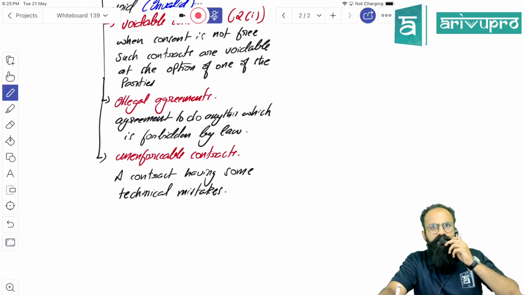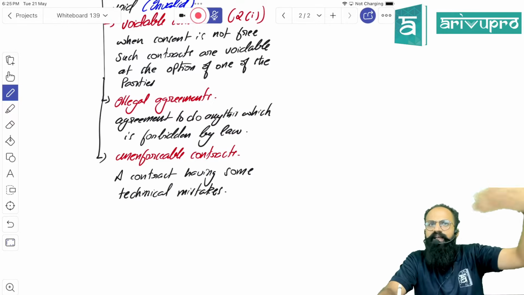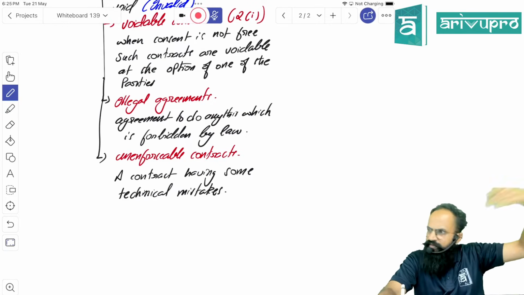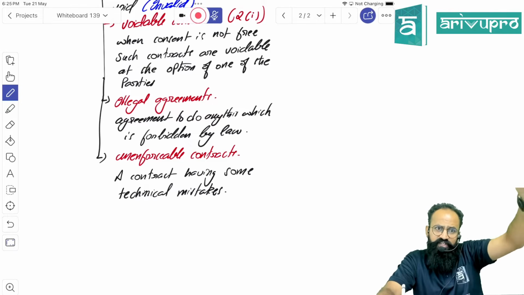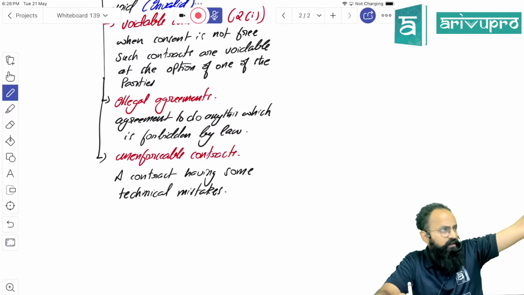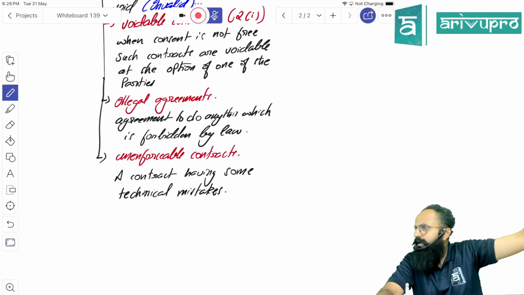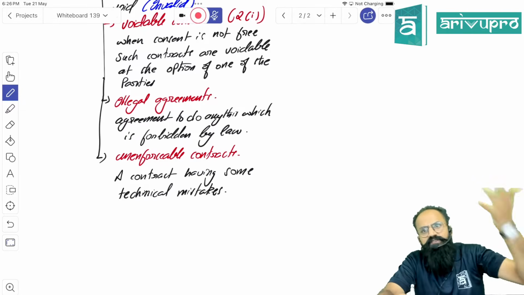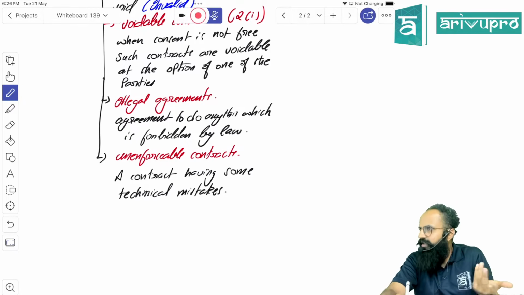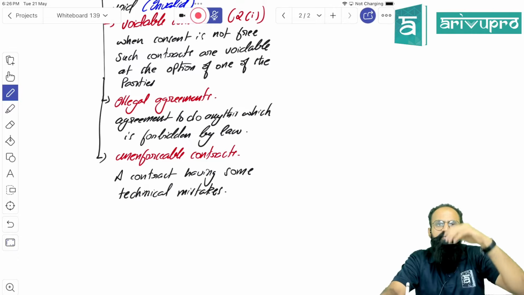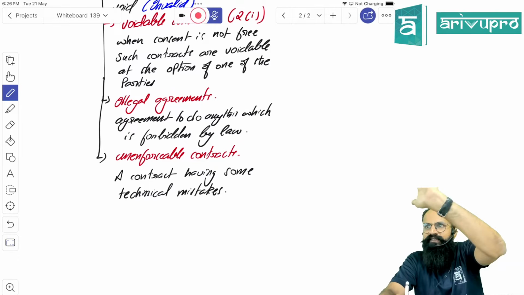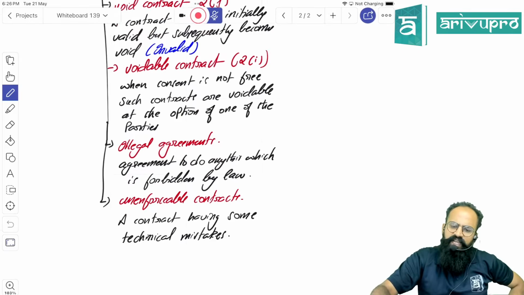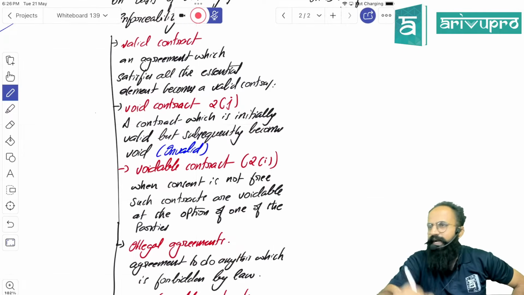What do you mean by a valid contract? You have satisfied all the essential elements of a valid contract. Everything is there, whatever you just saw, whether given under section 10 or not given under section 10. If all of it is there, it becomes a valid contract. If it is not there, it will not become a valid contract. As simple as that. So if an agreement satisfies all the essential elements, it becomes a valid contract. Simple. The next type of contract is called a void contract.